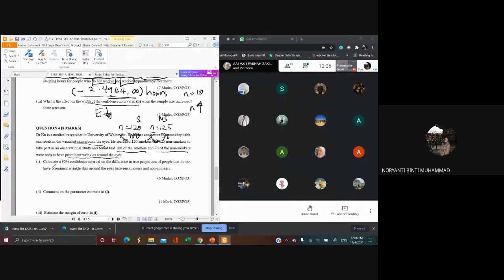Soalan dia apa? Calculate a 90% confident interval on the difference in true proportion. So, yes, this is proportion. Sometimes they use the word percentage. Okay? Sometimes percentage kat sini. Okay, but when they say true proportion of people, that means we are dealing with pi. Okay? That do not have prominent wrinkle skin around the eyes between smoker and non-smoker. So here you can see they ask what? Do not have prominent wrinkles.